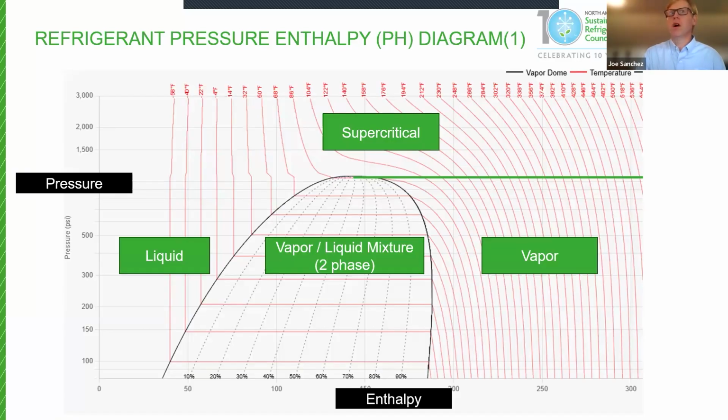This is a really simplistic view of it, but we have a vapor dome that describes the phase changes. So to the left is where the refrigerant would exist as a liquid, to the right as vapor, and inside as a mixture. And above this is the critical point where supercritical fluid is. So pressure on the y-axis, and then enthalpy, which is our BTUs per pound, so our energy per pound of the molecules.